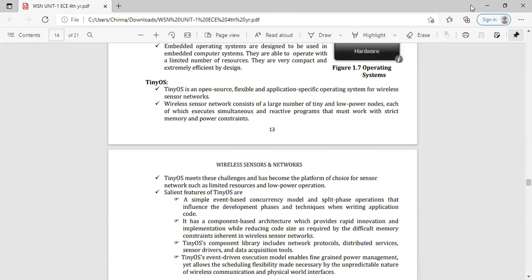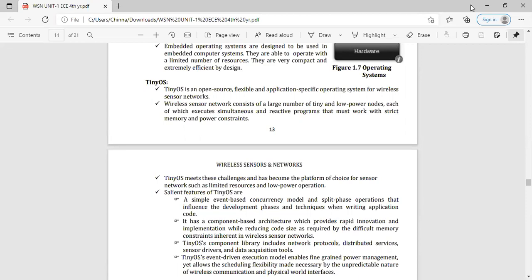Okay, coming to TinyOS, it is an open source, flexible, application-specific operating system for wireless sensor networks. Open source means any type of technology will be supported, and it is flexible to hardware and software. An application-specific operating system will be supported for the sensor networks. A wireless sensor network consists of a large number of tiny, low-power nodes.